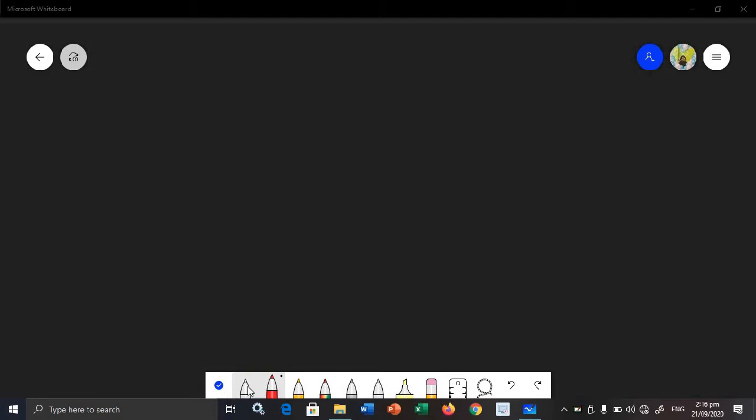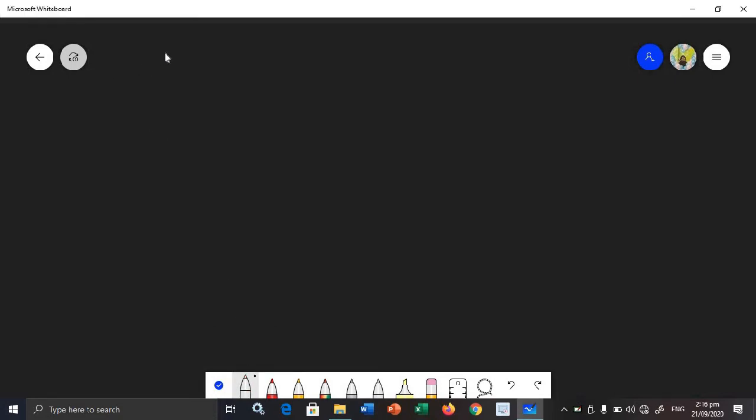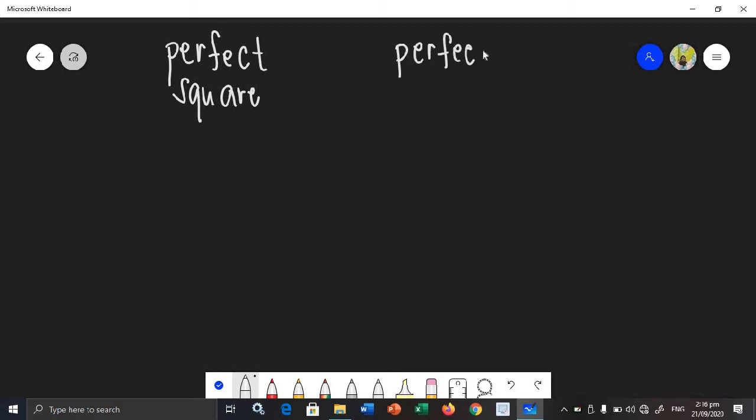So, let's say I am going to write the conditions here. So the first term must be a perfect square. Also, the second term must be a perfect square. And then they must be separated by a minus sign. Okay, so let's identify these examples if they are difference of two squares.